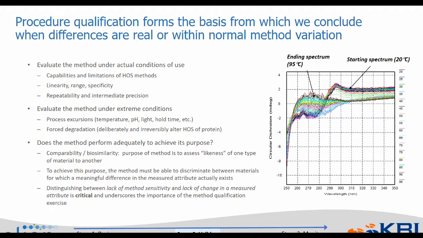This is important because we must be able to distinguish between lack of method sensitivity and lack of change in a measured attribute. If we were to measure 6 samples and they all look the same without intentionally altering any of them, then we don't know if the method doesn't see a change simply because it's insensitive to change or because we didn't induce a change.